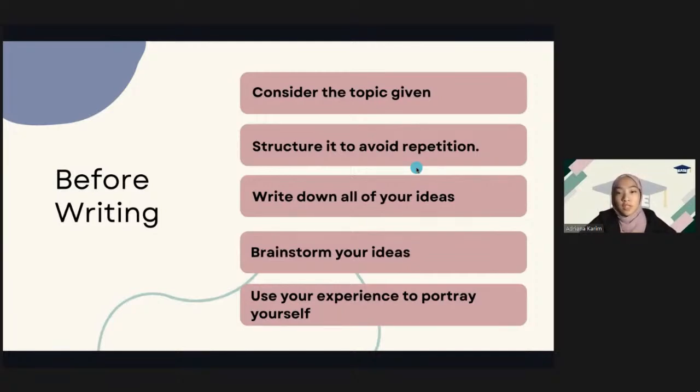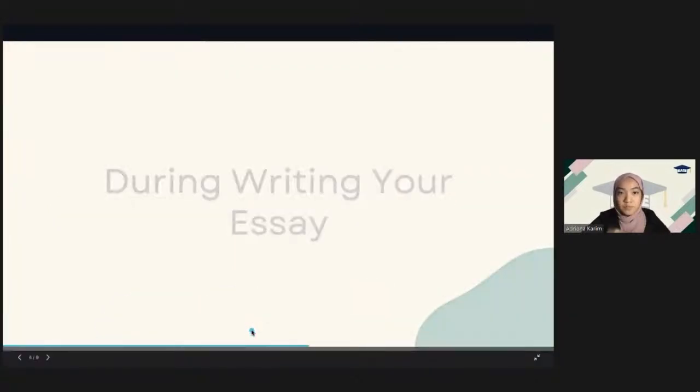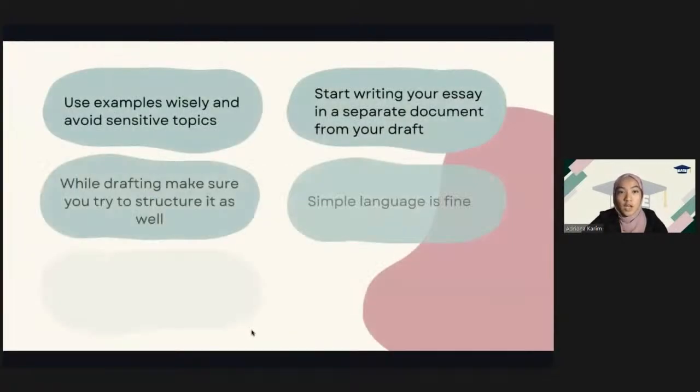Okay, moving on to the next part of today's session, which is during writing your essay. Try to use examples wisely and avoid sensitive topics. Examples of sensitive topics are politics and religion. Try to avoid writing about or including these topics in your essay at all costs. It will give you a negative image in a way if you did not write it properly. Try to avoid this kind of risk.